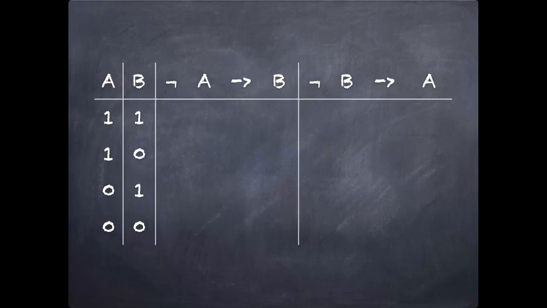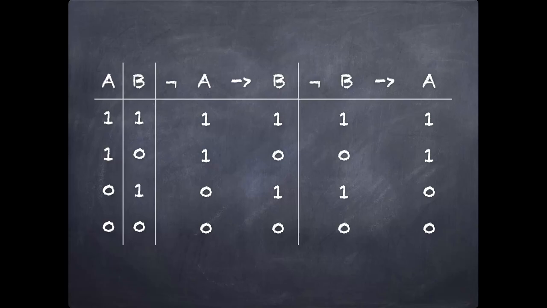We can also fill out truth tables to evaluate more than one expression at a time. For example, I have two expressions here. If not A, then B, and if not B, then A, right? Pause the video for a second and go over this truth table. Try to fill it out on your own. Okay, let's check and see if you got it right.